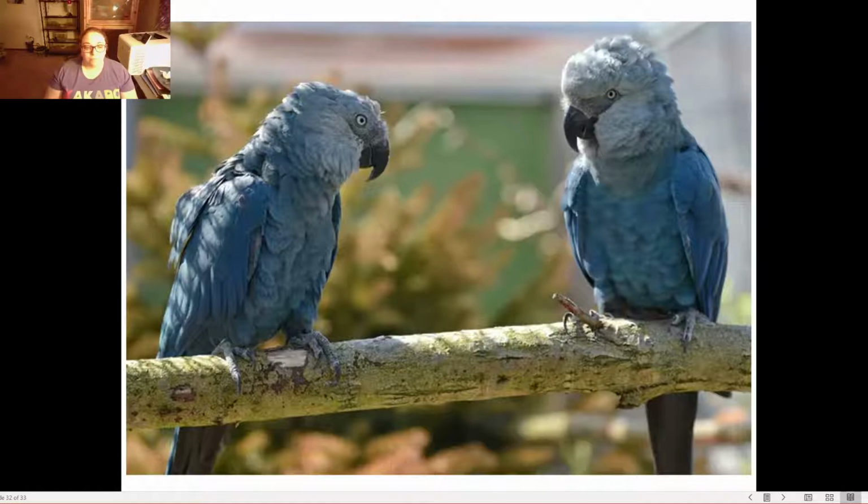So what caused their decline in the first place was mostly the illegal pet trade. There was also some habitat loss, but the illegal pet trade was really the main thing. And that's a really big factor when it comes to the decline in birds and reptiles. Birds and reptiles really have a terrible time with the illegal pet trade, especially birds that are beautiful like these guys.